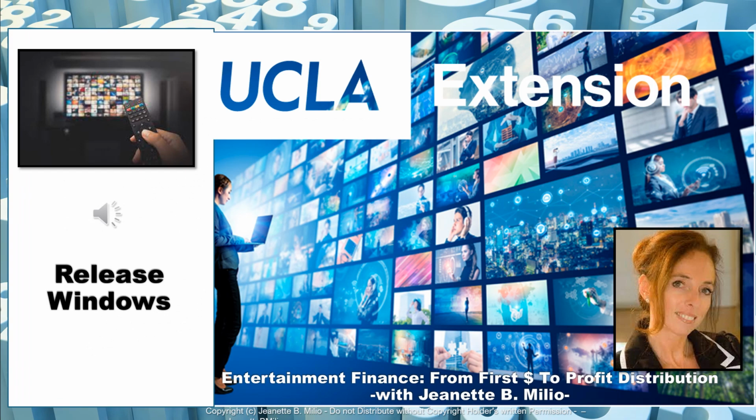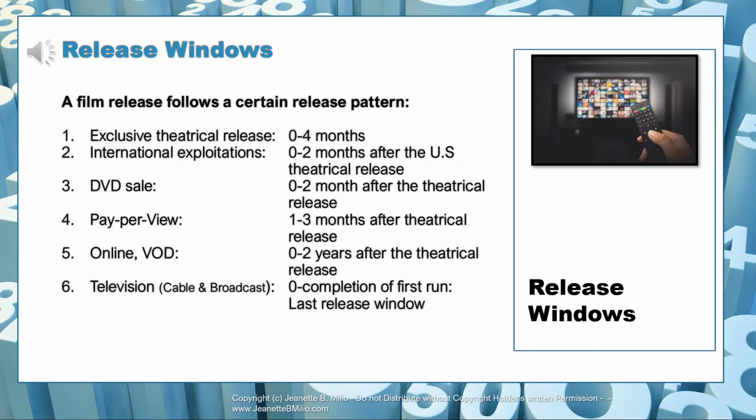Release windows represent the path of a release, meaning what is released on what distribution platform at what time. So when we look at these release windows, we notice that first in line would be the exclusive theatrical release, which starts right from the beginning when the movie is produced and finished and delivered, up to about 4 months. Now, obviously, this can change. If the movie is not very good, then it's not going to stay in theaters that long.